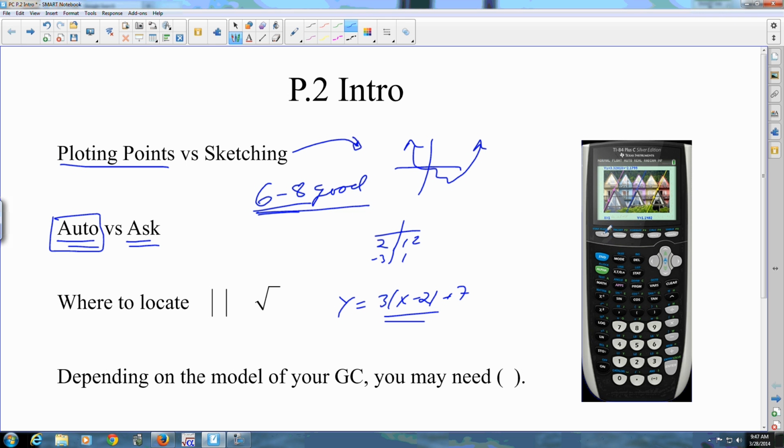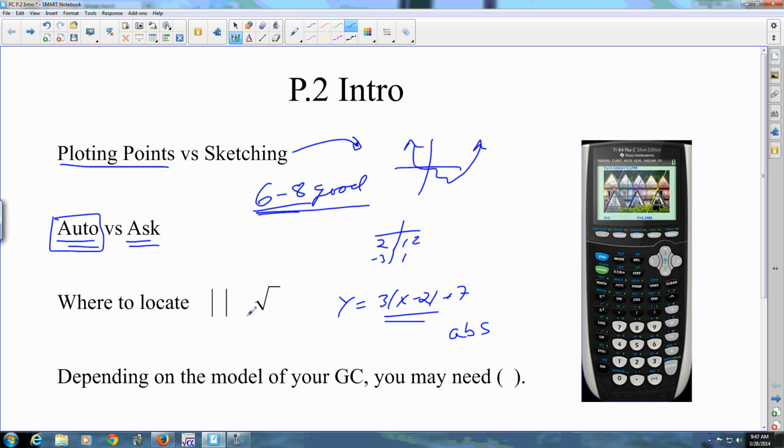So you go y equals, start typing the 3, then you want the absolute value bars, go second catalog, ABS is what's going to show up. ABS is going to be the very first thing in the catalog of functions. You just hit enter and it's going to pull the absolute value bars in.